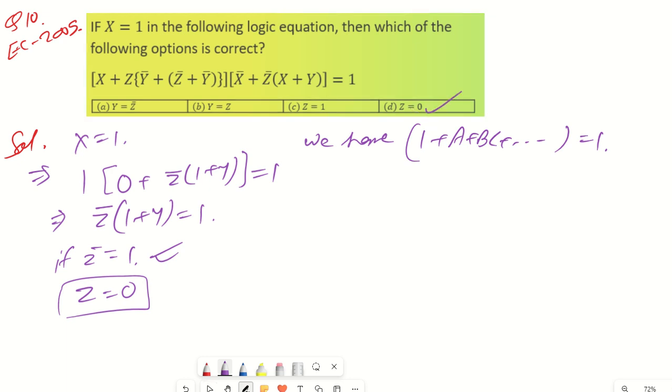Okay, this is a very good question. Let us take next question. This was also asked in GATE. We have to find out the minimized value of this particular expression.